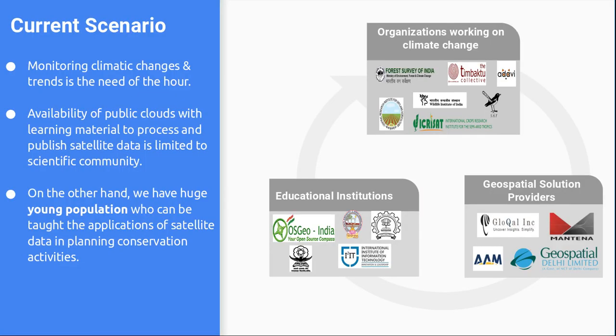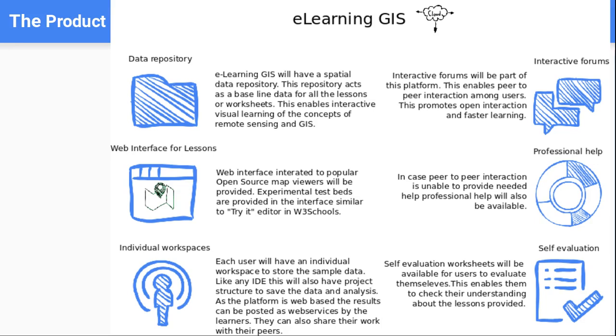So in the current scenario, there are educational institutions doing a lot of research activities. There are several organizations, could be under ministry or could be NGOs working on climate change, and there are geospatial service providers. So there is a need to bring them all together so that more jobs are created in the environment domain, and people who have that knowledge work with these organizations, bring in more impact and conserve the environment.